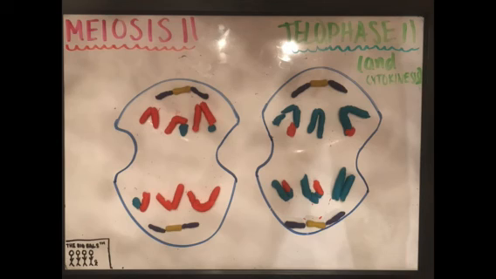Gametes are formally defined as matured haploid male or female germ cells that are able to unite with another of the opposite sex in sexual reproduction.